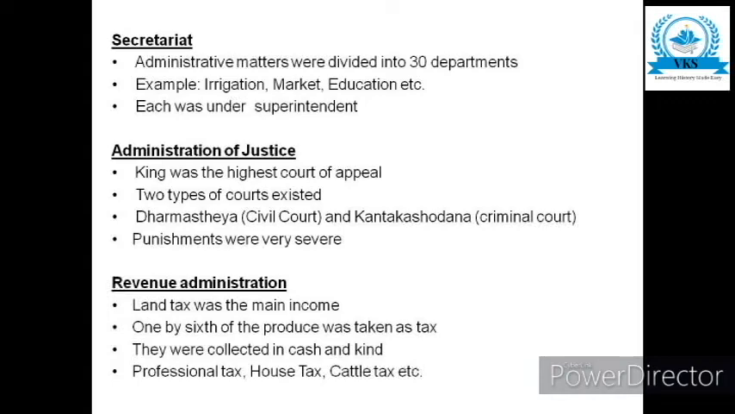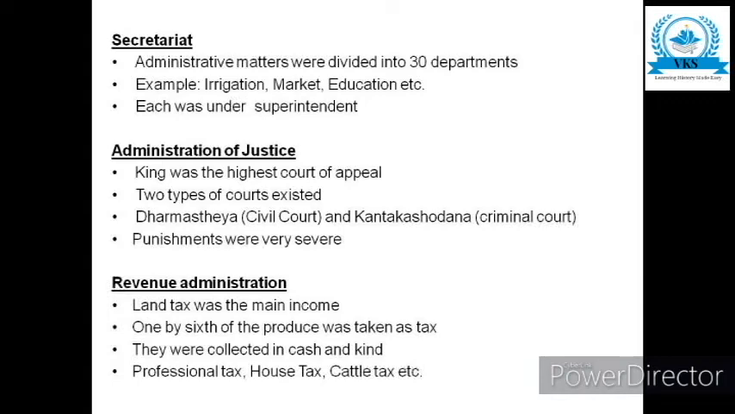So the point is revenue administration, land tax was the main source of income for the state. 1/6 of the produce was taken as tax. They were collected either in cash or in kind. The tax consisted of professional tax, house tax, cattle tax, etc.